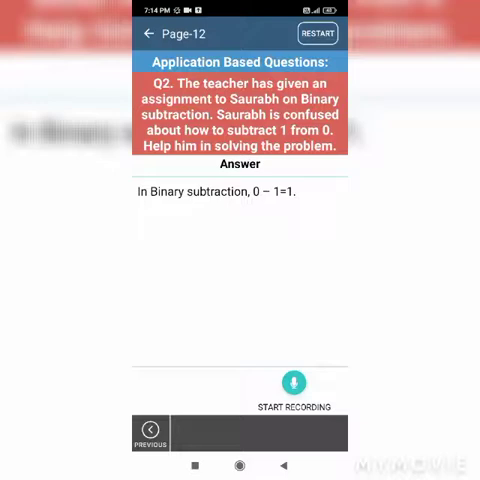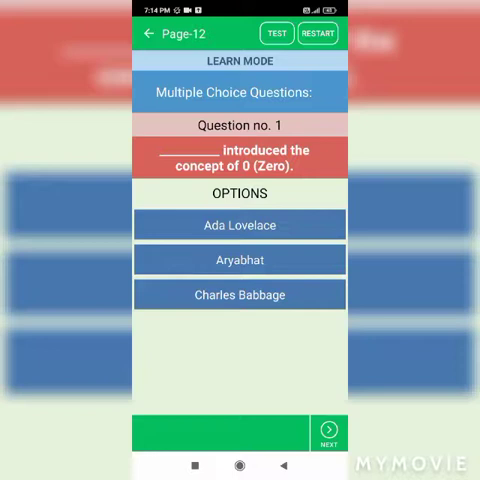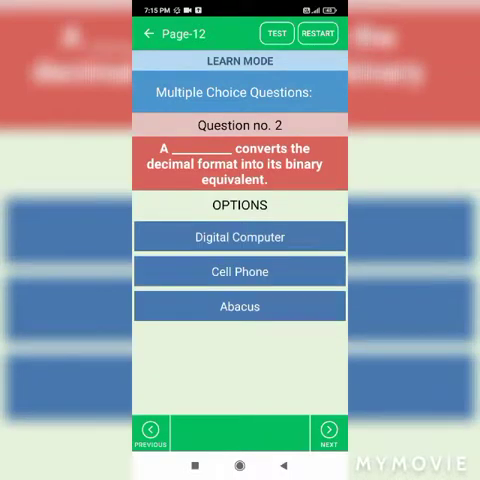So next are our multiple choice questions. Here we have the first multiple choice question. Dash introduced the concept of 0. Ada Lovelace, Aryabhat or Charles Babbage? Very good. Aryabhat. Right answer. Next we have question number 2. A dash converts the decimal format into its binary equivalent.